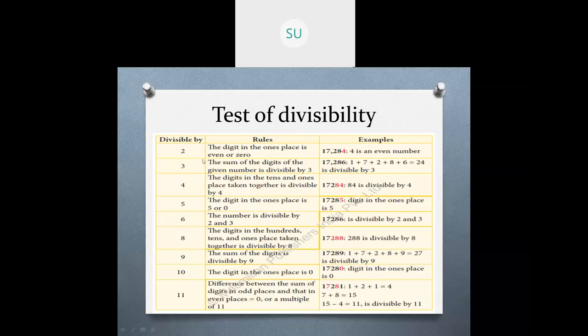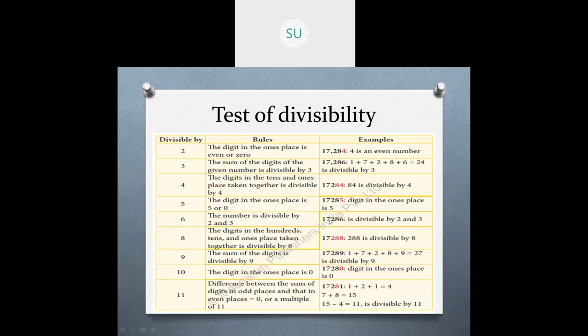Then the divisibility rule for 6, the number is divisible by 2 and 3. Now we have seen the divisibility rule for 2 and 3. Now if the given number is divisible by 2 and 3, it should be divisible by both 2 and 3, then only the given number will be divisible by 6. If the number is only divisible by 2 but not 3, then that number will not be divisible by 6.